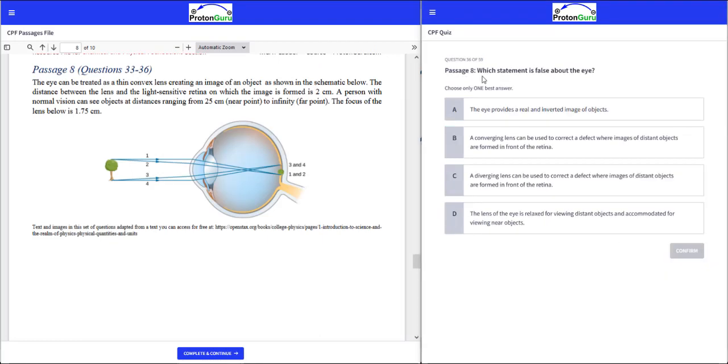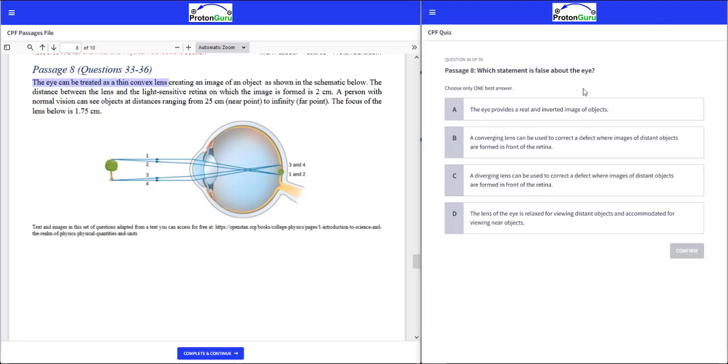The next question isn't really asking us to do math, it's asking us to evaluate whether we know properties of certain types of optical systems. So which statement is false about the eye? One thing we need to know going in is it tells us the eye can be treated as a thin convex lens, creating an image of the object as shown here.